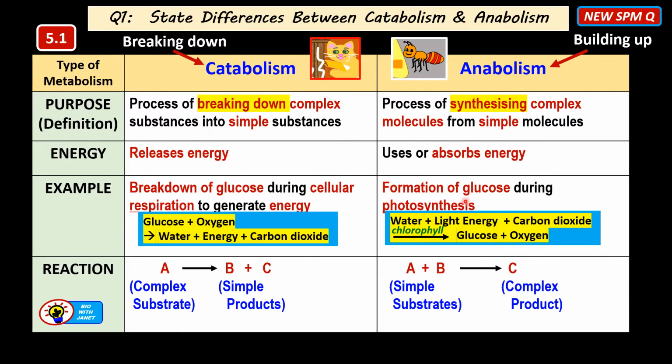So you see this word synthesis shows you that it has to do with anabolism. Something is synthesized. Two simple substrates combine together to form the complex product. Water and carbon dioxide are used to form glucose.